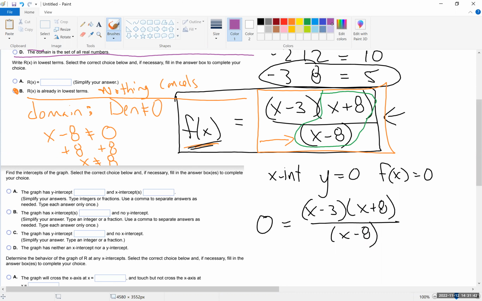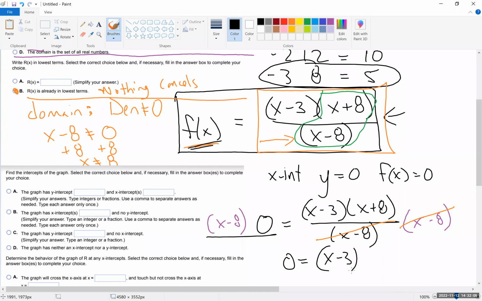We're just going to show this every step. I lied. We want to get rid of division by x minus 8. So we're going to multiply both sides of the equation by x minus 8. What happens always on the left side? It's going to be 0 times x minus 8, or 0 times something, which is always 0. And then on the right side, it's going to cancel. x minus 8 cancels with x minus 8. And we're left with x minus 3 times x plus 8.